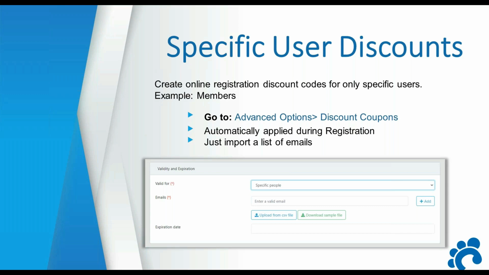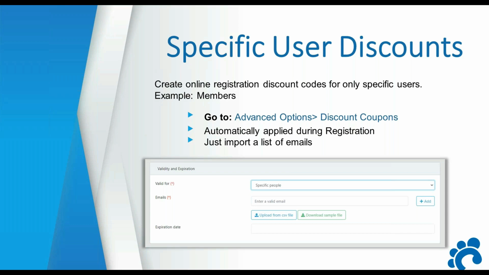Now to set this up, go to Advanced Options, Discount Coupons. They'll be automatically applied during registration, and you'll just import a list of the emails of your members, or anyone in which you want to be able to use that particular discount code during registration.